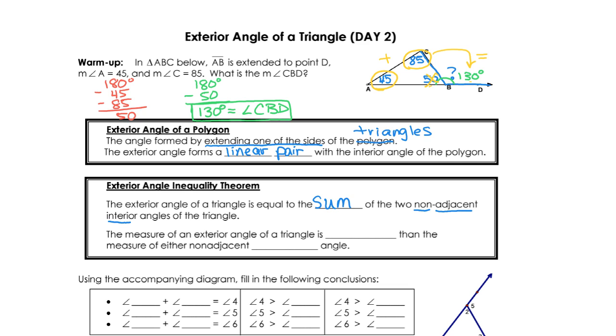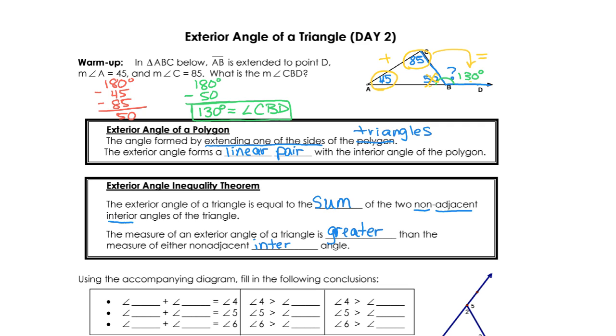non-adjacent interior angles, which if you go back to the warm-up, the non-adjacent interior angles were the 45 and the 85. Again, they're interior because they're inside the triangle, and they're not next to, or non-adjacent to, the exterior angle that you're looking for. The measure of an exterior angle of a triangle is going to be greater than the measure of either non-adjacent interior angle.